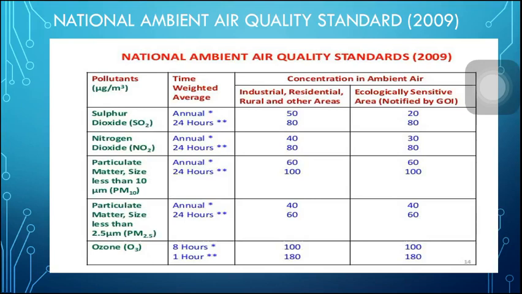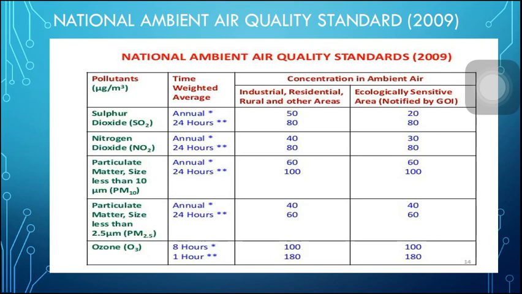The types of pollutants studied are sulfur dioxide, nitrogen dioxide, particulate matter of size less than 10 micrometer, that is called PM10, particulate matter of size less than 2.5 micrometer, that is PM2.5, and ozone. The air quality standards are measured based on the time weighted average, based on a 24 hour time period and annual time period.